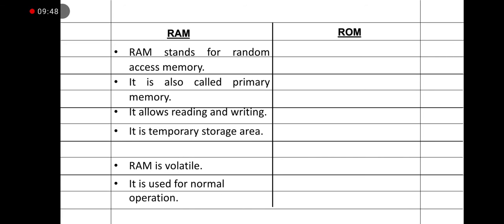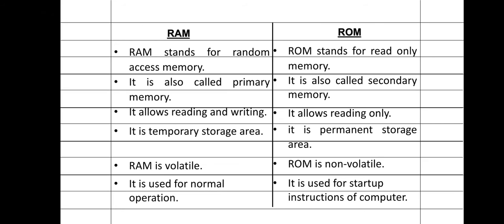Now write RAM at the left side of the page and ROM at the right side of the page. Now draw a line between them. Write down the points of RAM and then write down the points of ROM. RAM stands for random access memory. RAM is also called primary memory. RAM allows reading and writing, while ROM only allows reading. That means editing or writing anything in the permanent memory ROM is not allowed.